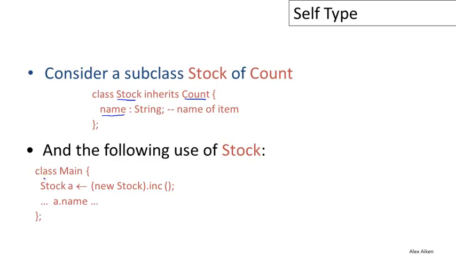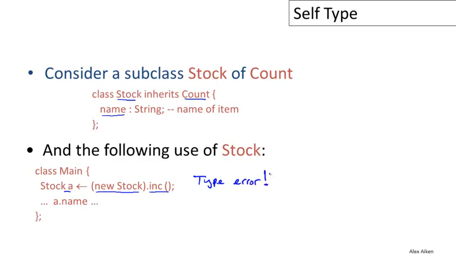And now down here, we can actually use this. We can allocate a new Stock object. We increment it to indicate that we have one thing in stock, and then we assign it to some variable that we've declared of type Stock. And then later on, we can use this A object as we like. Now, the problem is that this code actually will not type check. There is a type error in this code.